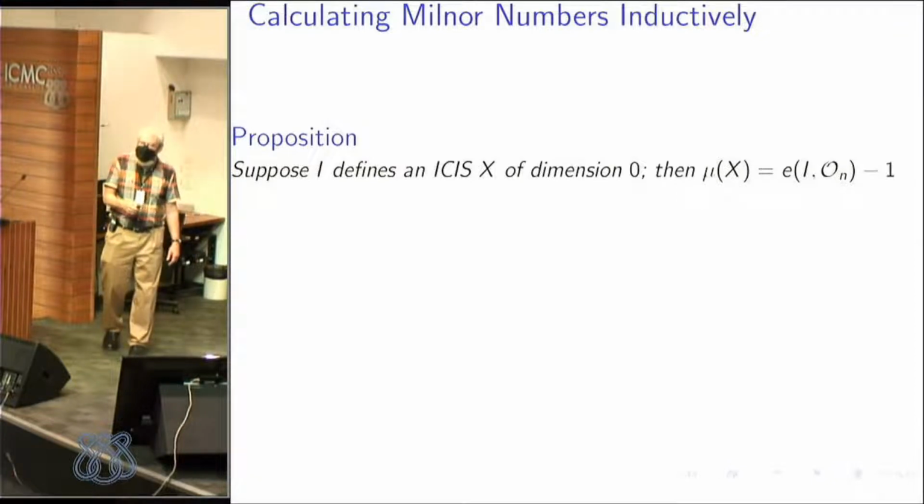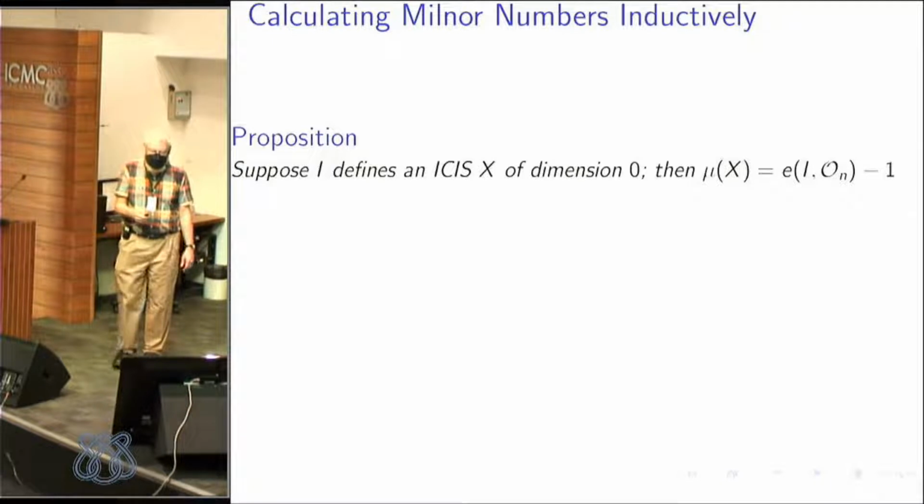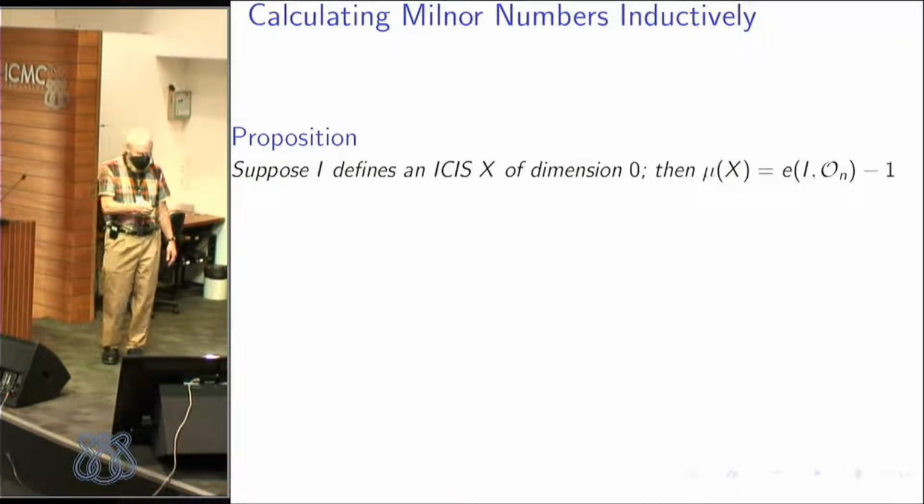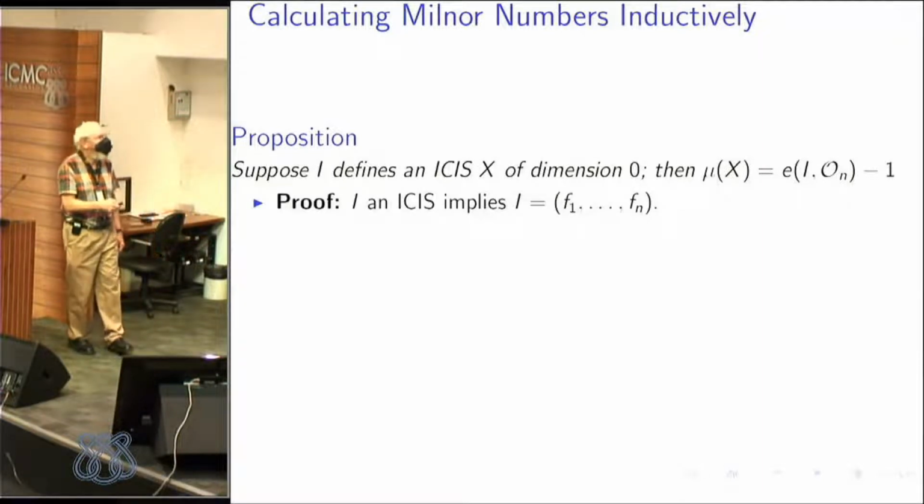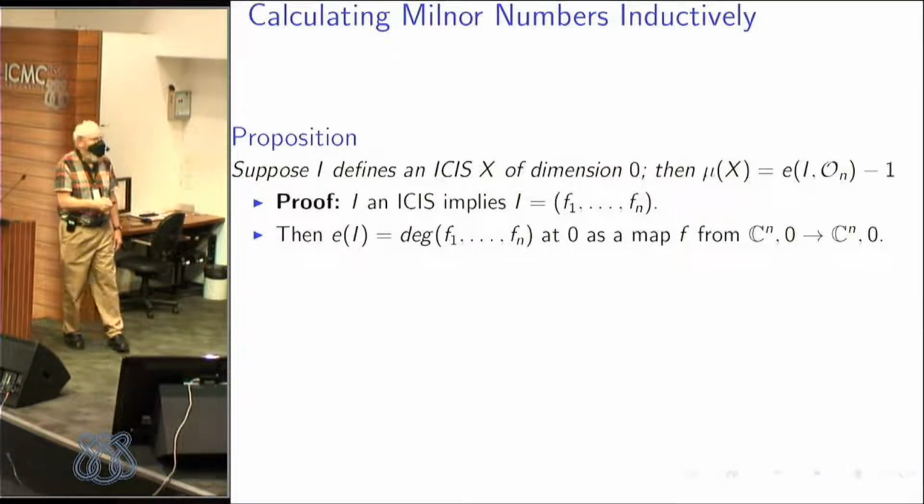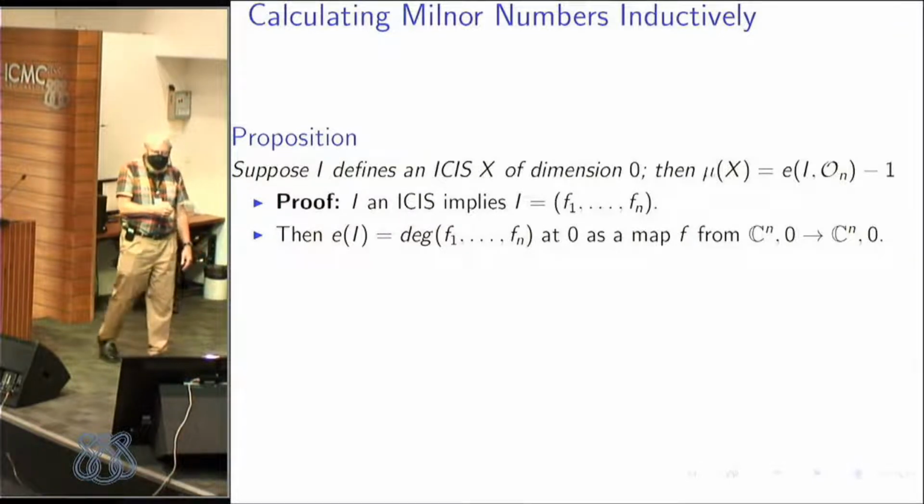Suppose I defines an ICIS of dimension 0. Then the Milnor number of X is equal to the multiplicity of the ideal minus 1. Why is that? Well, if I is an ICIS, then I has n generators. And then we know that the multiplicity of I is the degree as a map from C^n to C^n.